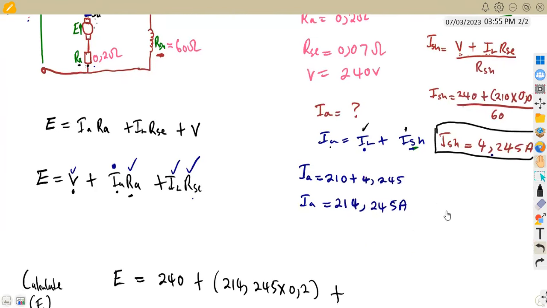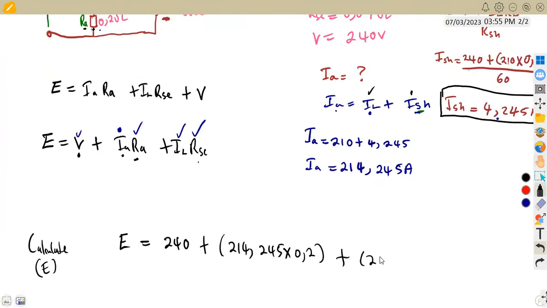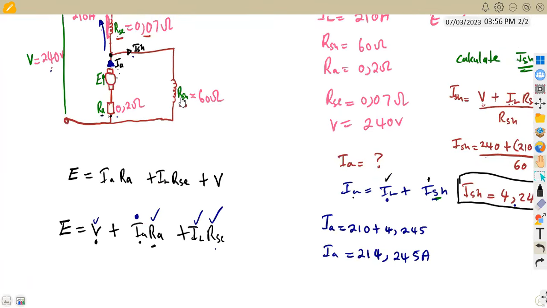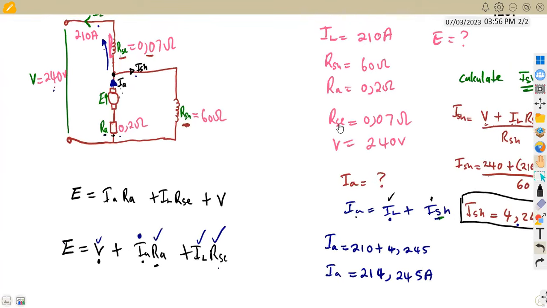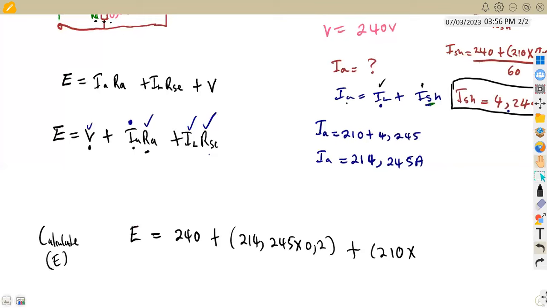All right, so we've got 210 times the series resistor, which is our series field resistance of 0.07. So that's 0.07 ohms. So we are going to multiply by 0.07 like this. Everything here is going to give us the E, which is our generated EMF. That is going to be something like 297,549 volts in this case.